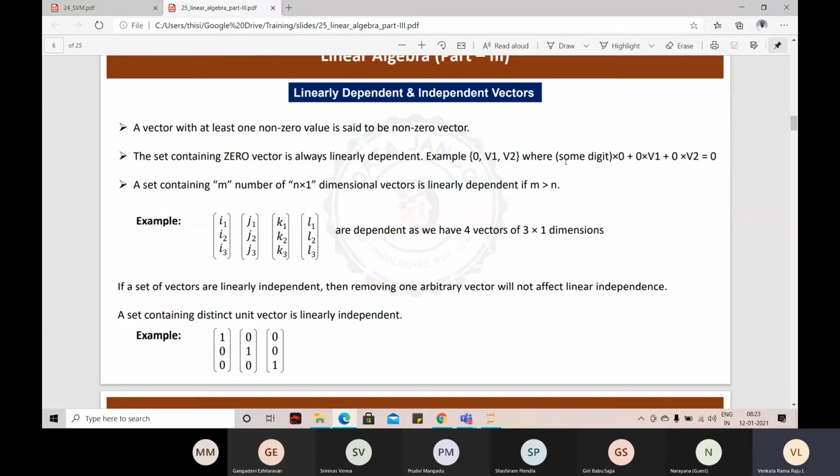Because you multiply the other non-zero vectors with 0, right? And if you take any number and multiply the 0 vector, it becomes 0. In this linear combination, this term becomes 0. Even if you multiply the other vectors with 0, the total becomes 0. So there is a non-zero coefficient for one of the vectors, and that becomes linearly dependent, theoretically. Got it? A set containing a 0 vector is always a linearly dependent vector set.